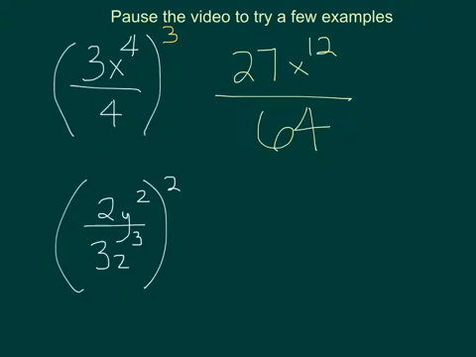And for the next example, you have to square everything. So we have 2 squared, which is 4, and y squared, which is y to the fourth. And then we have 3 squared, which is 9, and z to the third squared, which turns into z to the sixth.